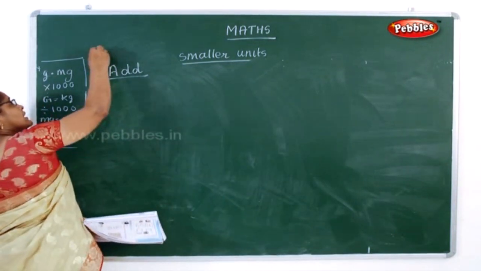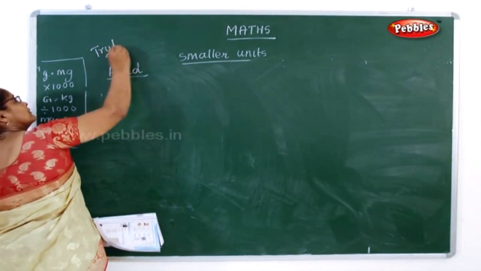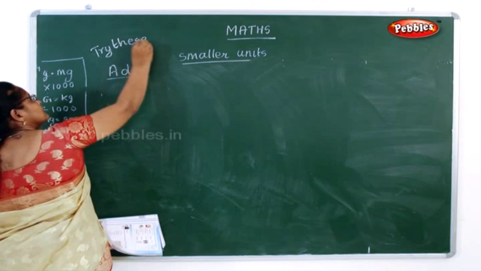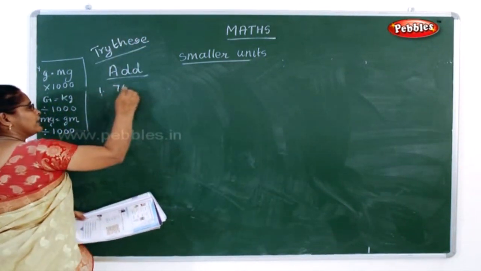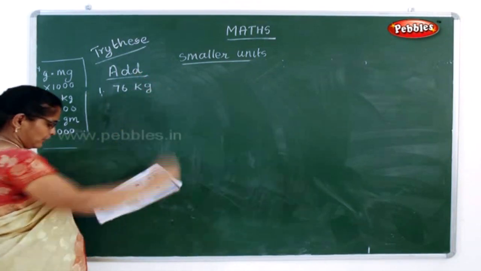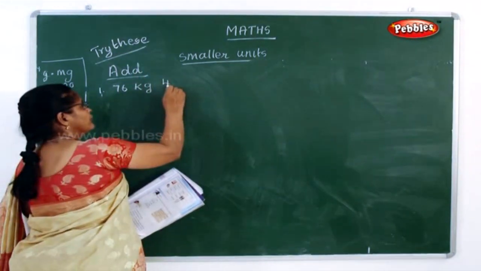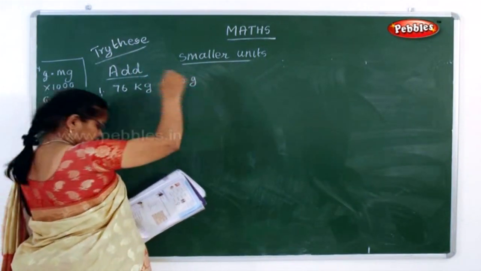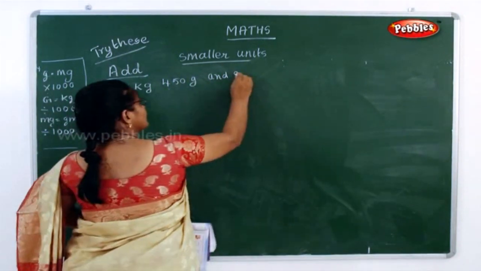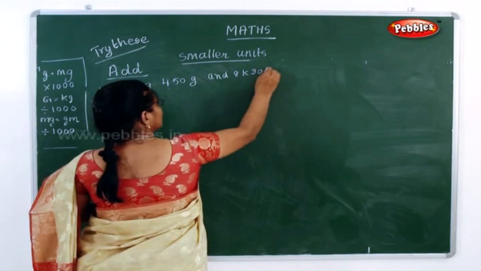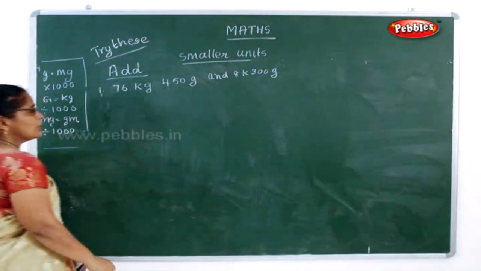See, in that, try this. Now first one, I will see how many can do this. 76 kilos, 450 gram, and how much is it? 8 kilos and 300 gram. I will see first what you have to do here.